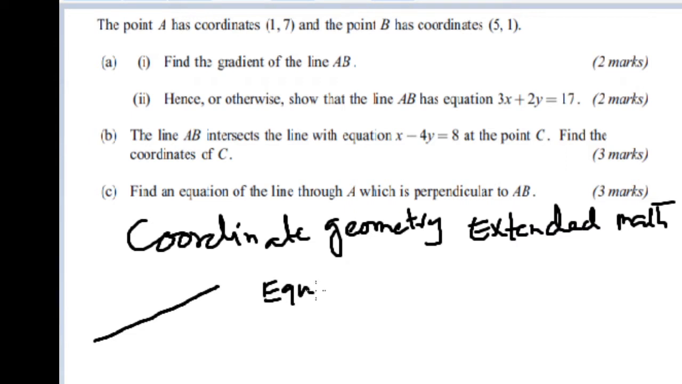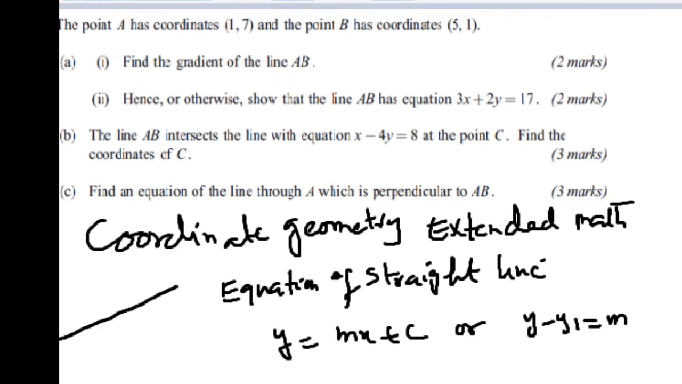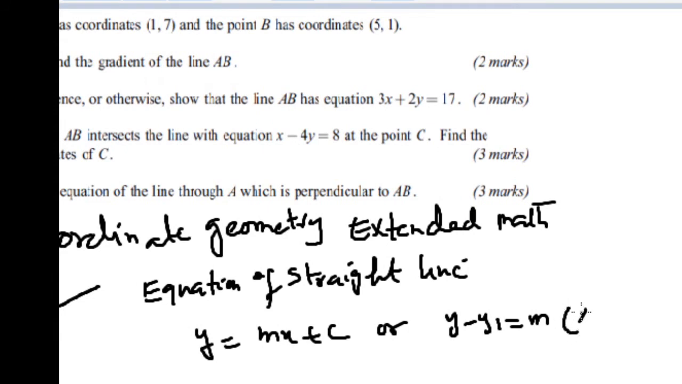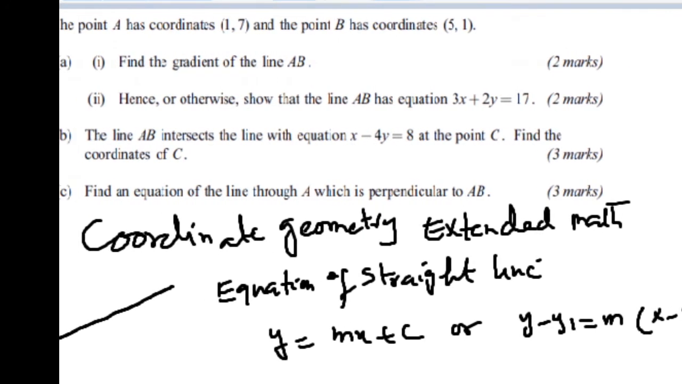Equation of a straight line: y is equal to mx plus c, or sometimes we write this form also: y minus y1 is equal to m times x minus x1. Both forms are acceptable, and both forms give correct answers.